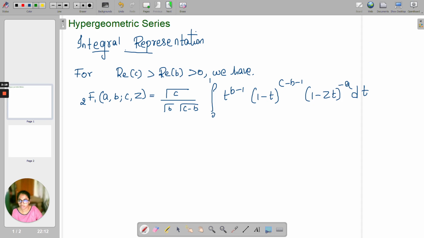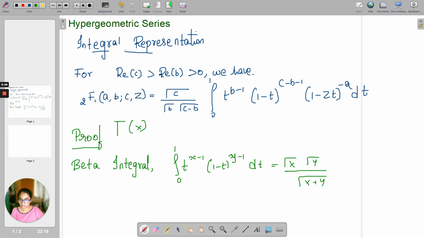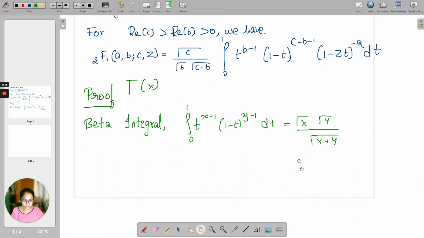Let me start the proof. What is the formula for the beta integral? The integral from 0 to 1 of t to the power x minus 1 into 1 minus t to the power y minus 1 dt is equal to gamma x gamma y divided by gamma of x plus y. On seeing this term, you should already guess that the binomial theorem comes in. So let me write the binomial theorem statement.